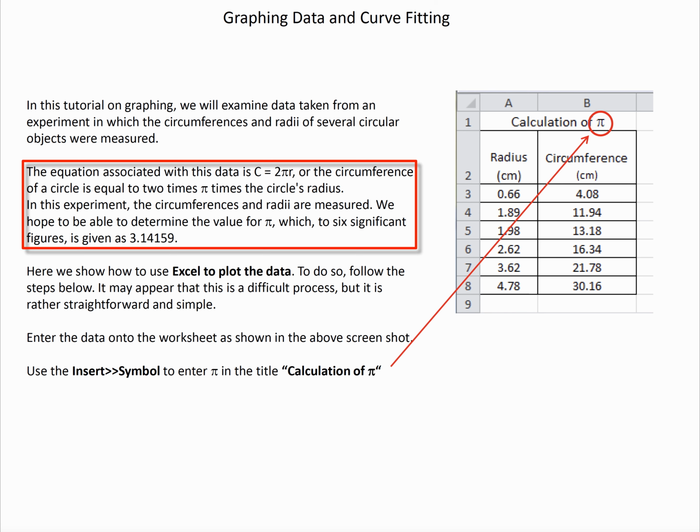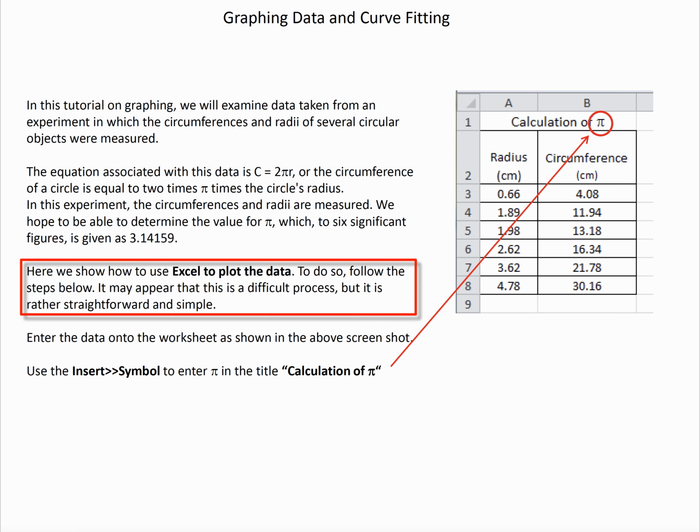In this experiment, the circumferences and radii were measured, and they were captured into this array on the chart. We hope then to be able to determine the value of pi, for which a 6 significant figure value is given, 3.14159. Here we show how to use Excel to plot the data.